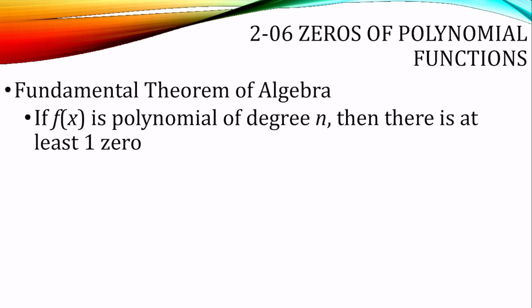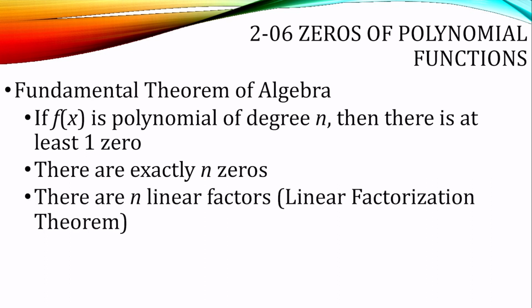It says if f of x is a polynomial function of degree n, then there is at least one zero. So in other words, if you have a polynomial function and it equals 0, you can solve it. A corollary to it says there's exactly n zeros. So whatever the degree is, that is the number of zeros. And there are exactly the same number of linear factors as degree. So if the degree is 5, there are 5 zeros and 5 linear factors.